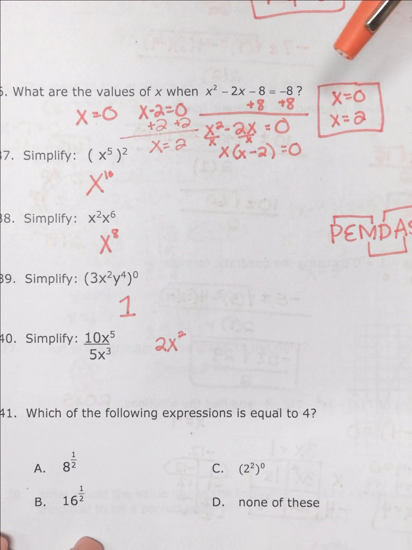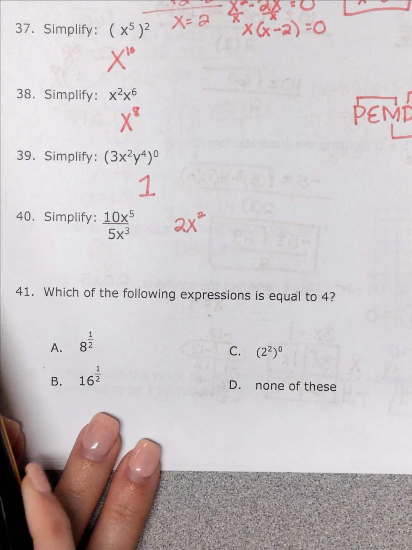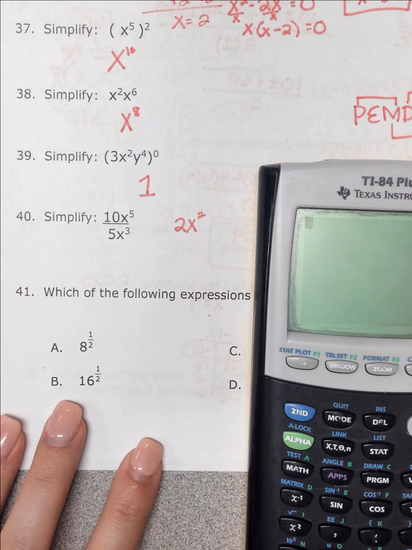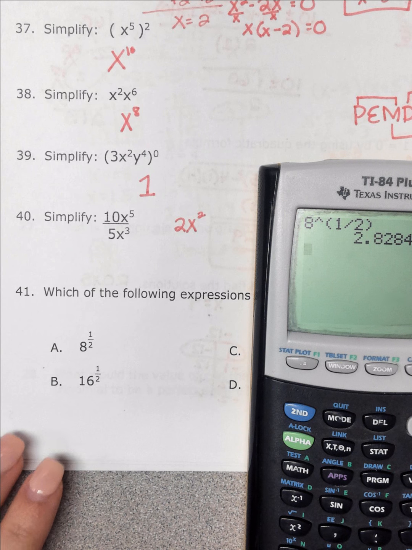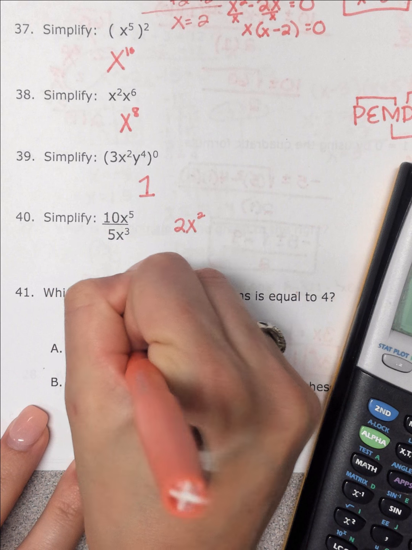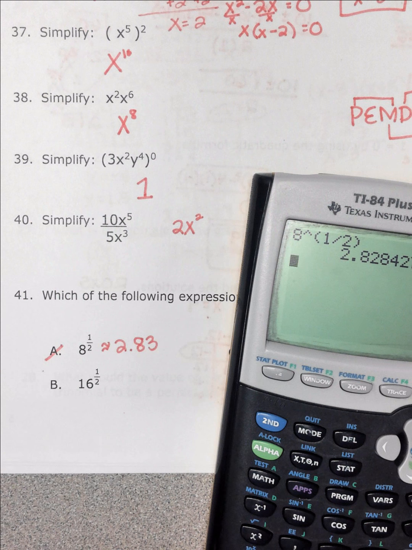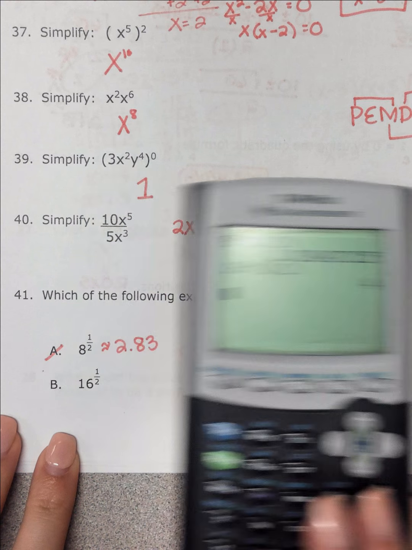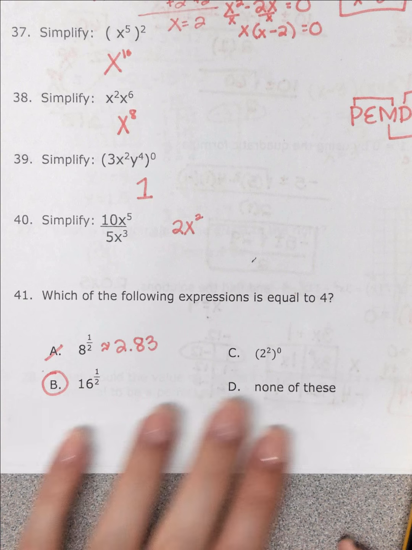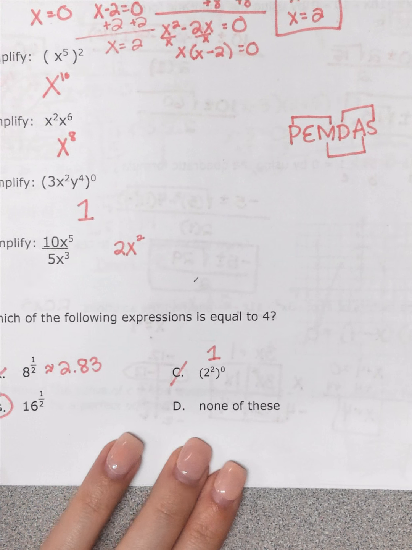Which of the following expressions is equal to 4? Okay, you can type these in your calculator. Go to your home screen because there's no x's. 8 caret, just make sure you put it in parentheses, 1 divided by 2. This equals 2.83. So that's not right. B, 16 caret 1 divided by 2. Oops, that's not a 2. Enter. 4. This one, anything to the 0 power is 1. It's not that one. So the answer is B.